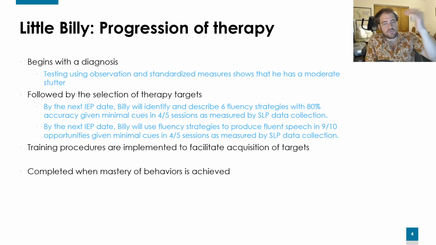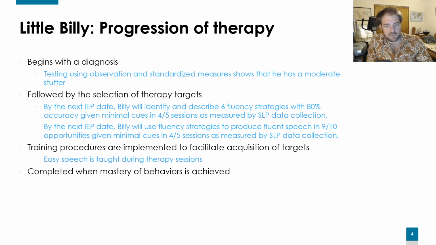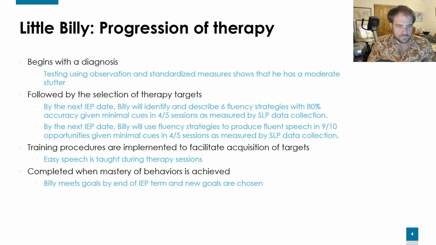We want to give training procedures and implement them. Easy speech is taught during therapy sessions. Easy speech just means, like, relax, make sure you're not tight, your throat's relaxed, your jaw's relaxed, so you're not going to get into any stuttering there. And when Billy meets the goals by the end of the IEP term, we'll choose new goals. Or in the event that that's the last goal that needs to be achieved, Billy gets to graduate from being in therapy at all, which is a great time.